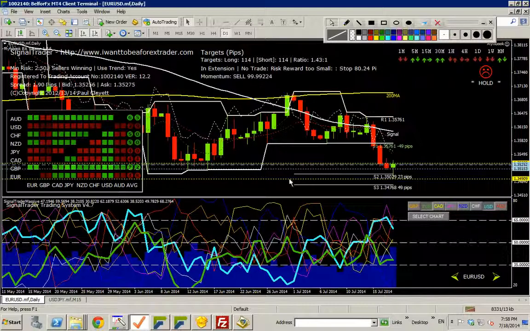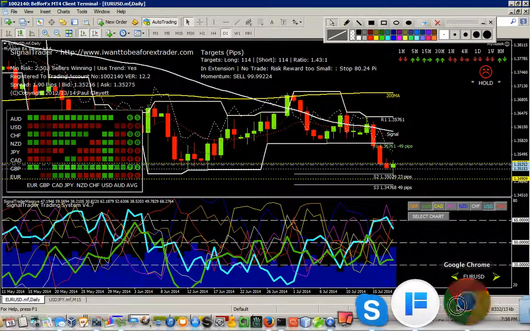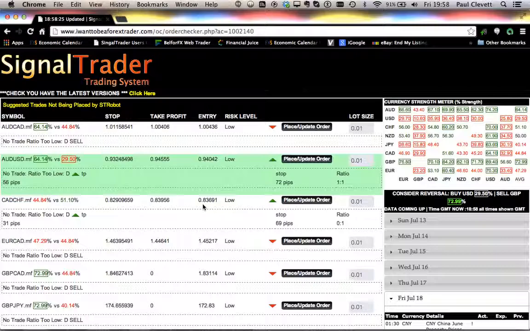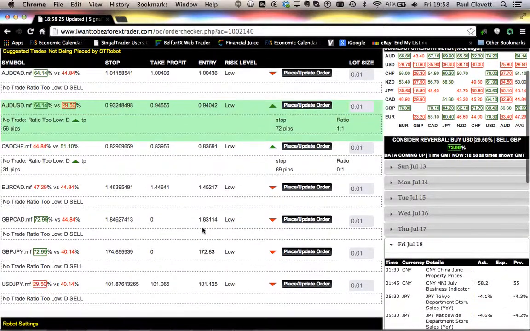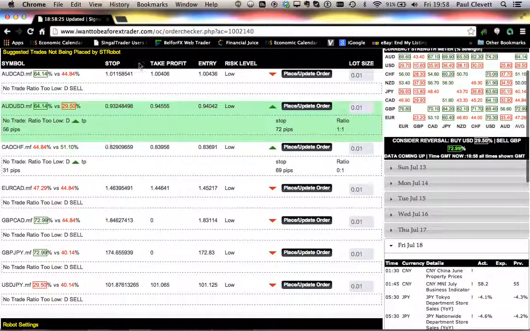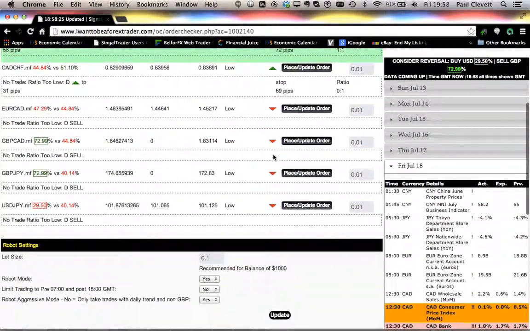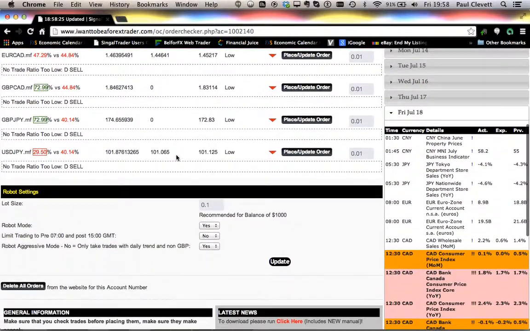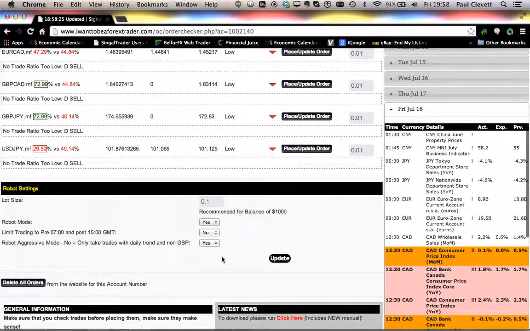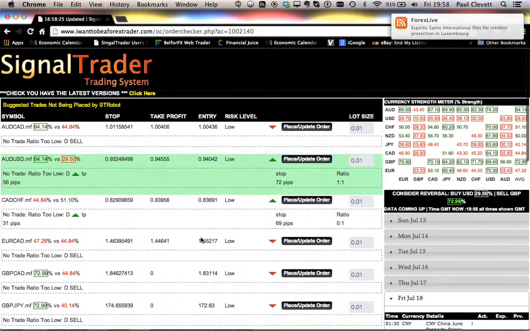Now I'm going to take you through to another place we've got, and that's the web interface. Remember I told you that the SignalTrader Forex Trading System, the robot actually does all his analysis and he sends it to the server. Okay, and you can see we've got a bunch of trades sitting here. These are trades that the robot didn't take, but you could actually place these trades. I'm not going to. But you've also got your robot settings here set up for this account, so that I can then limit trading and do all kinds of things, and that works really well.